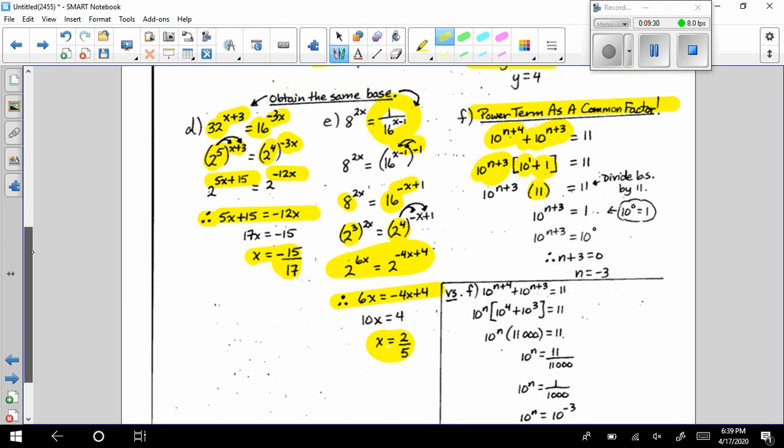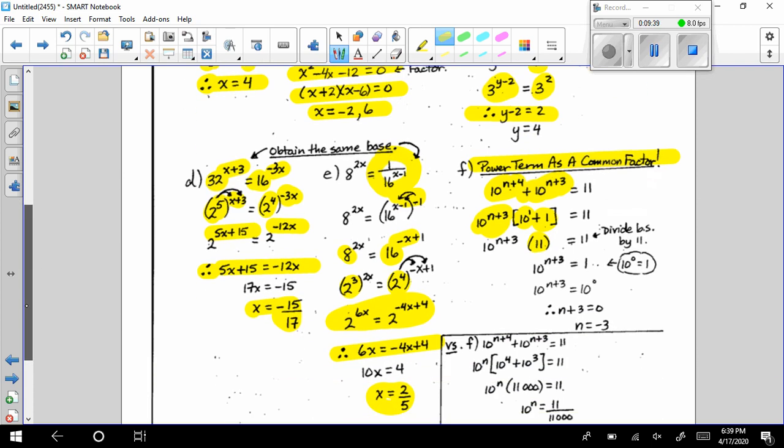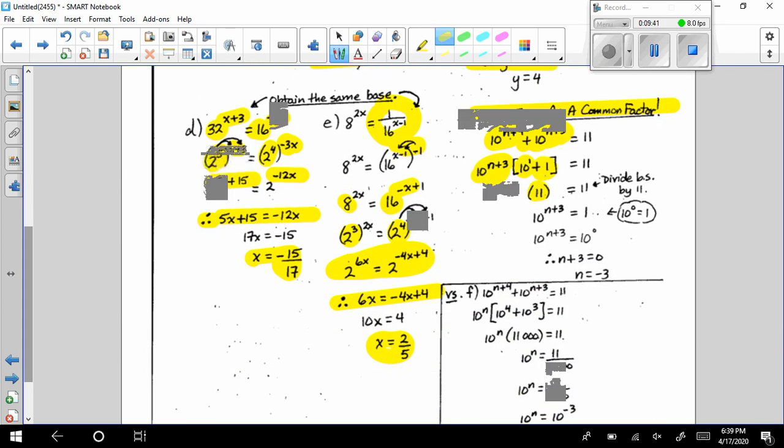And you might recall earlier, we had a question where we had to divide both sides by some number that was attached to the power term. Well, I have the number 11 that's multiplied with this power term. I want the power term by itself, so I divide both sides by 11. It gives me the power term by itself and the number 1 here.